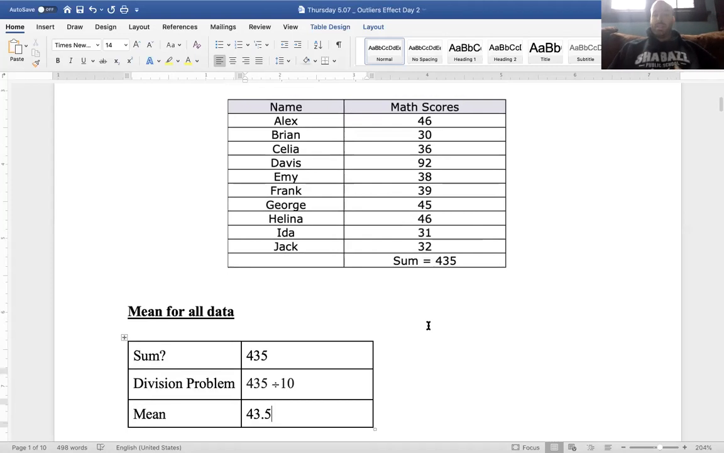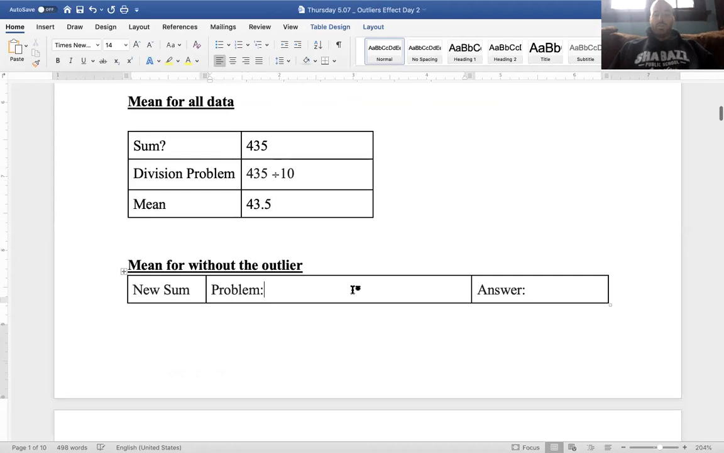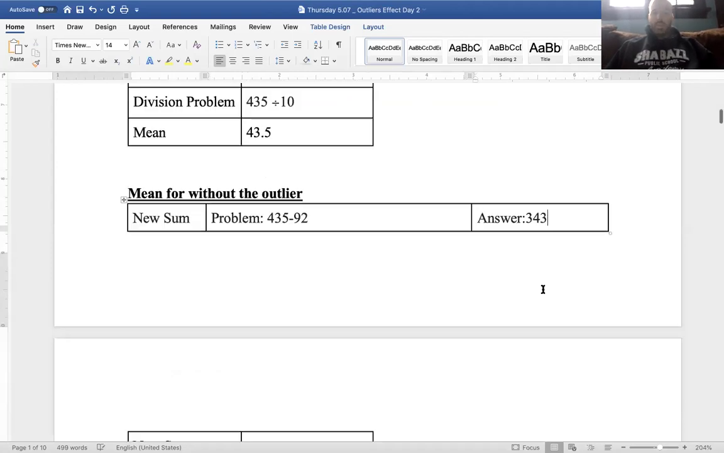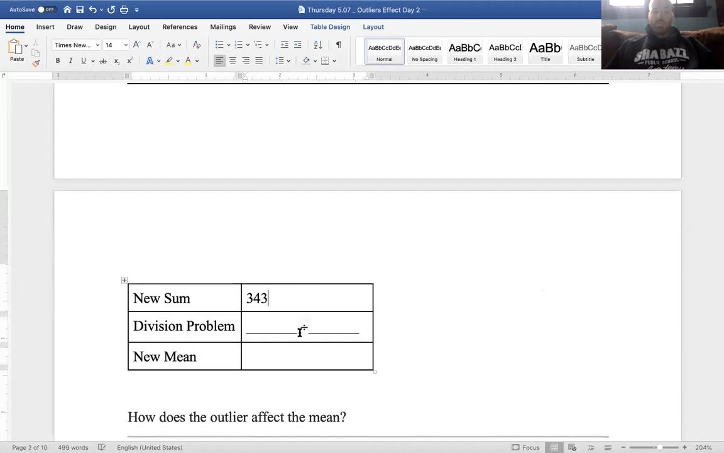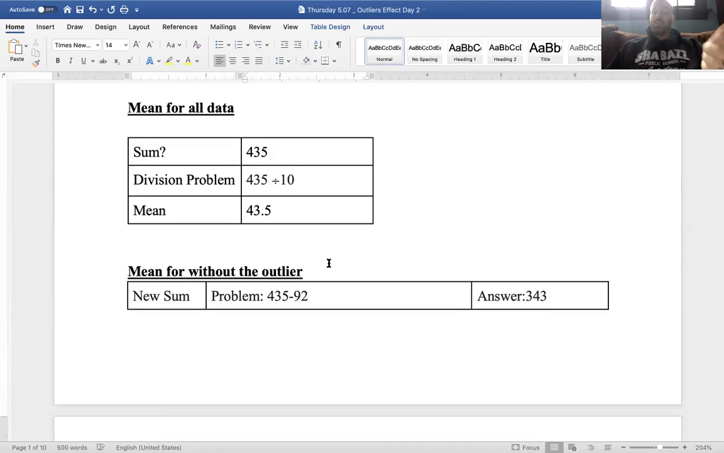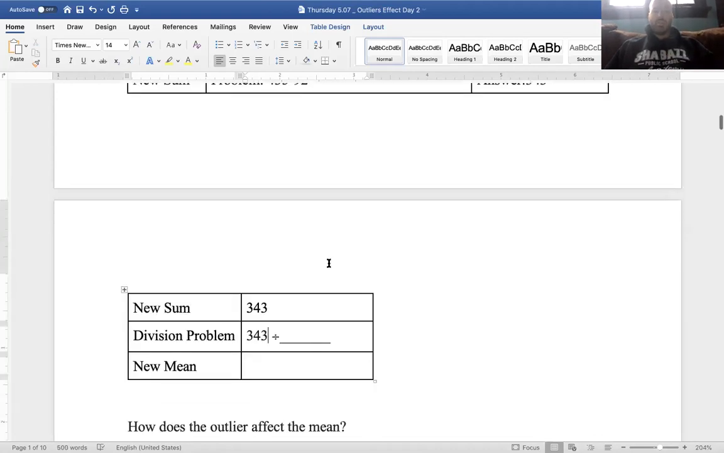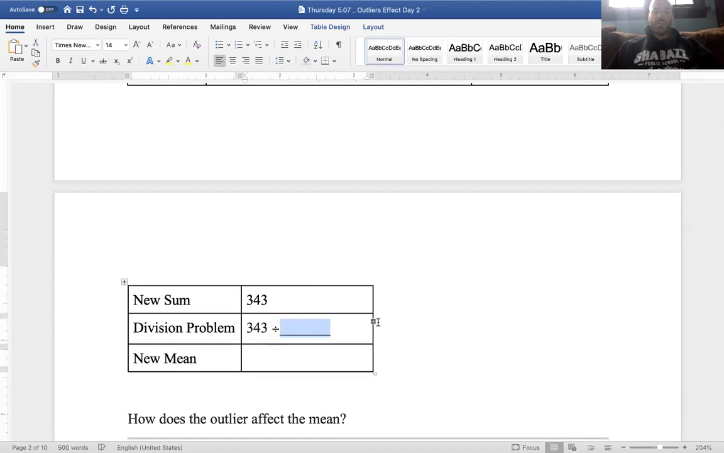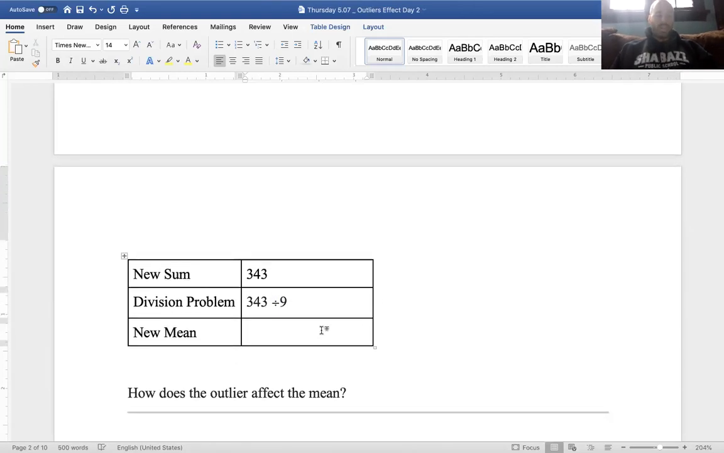To find my second sum, the sum without the outlier, I have to identify the outlier, which is 92. Then I'm going to do 435 minus 92, because remember, I want to take that outlier out. 435 minus 92 gives me 343. So my new sum is 343. Last time I divided by 10, but remember, I took one of those numbers out, the 92. So this time I'm going to divide just by 9. And 343 divided by 9, you can stop at the tenths place, is 38.1.